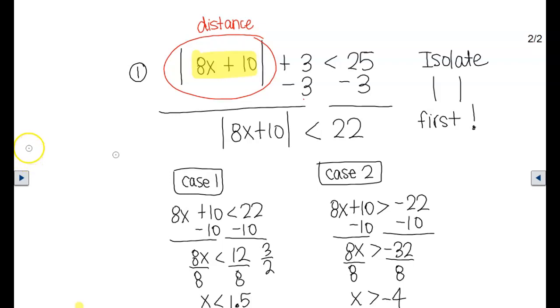Now, I need to know if this ultimately is an "and" or an "or." So let's set this up on a number line. 1.5 would be over here to the right of 0, and negative 4 would be to the left. Now, I'm graphing x is less than 1.5. So that would need an open circle, and then I would go to the left. For x is greater than negative 4, that would get an open circle on negative 4 with shading to the right. These are going to bump into each other.